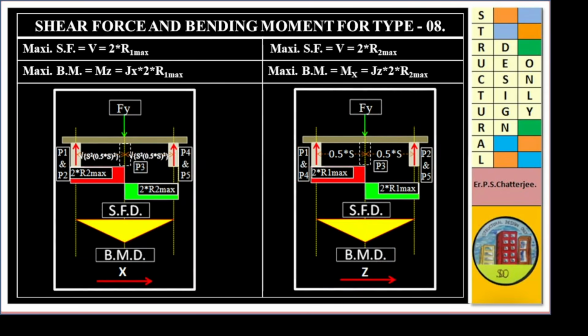Shear force and bending moment for type 8. Maximum shear force V is equal to 2 into R1 max. In Z direction, V is equal to 2 into R2 max. Maximum bending moment Mz is equal to Jx into 2 R1 max. Bending moment in Z direction, Mx, is equal to Jz into 2 into R2 max.